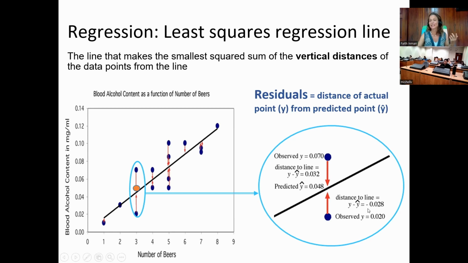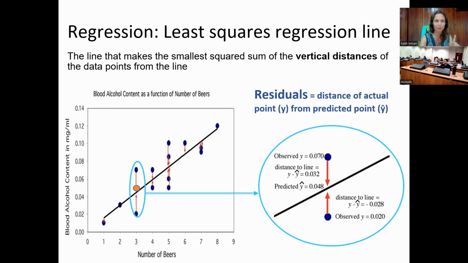In this case, it would be negative 0.028 for the point that's below the line. And for the point above the line, it's 0.070, right? So it can be either positive or negative, depending on whether it's above or below the line. Now you square all those differences, right? You square all the differences and you sum them up. That's this least sum of squares, least squares regression line. Is that kind of making sense?